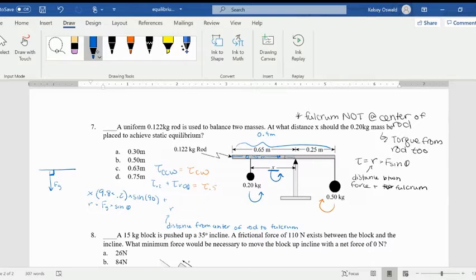Because if it's 0.65 meters from the left end to the fulcrum, and it's 0.45 meters from the left end to the center, that means it's going to be 0.2 meters from the center to that fulcrum.